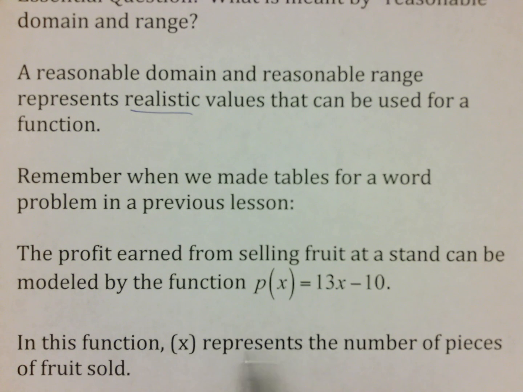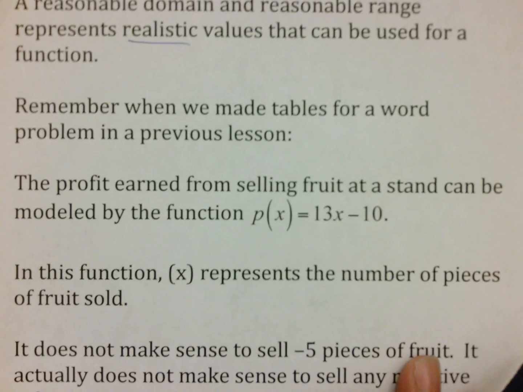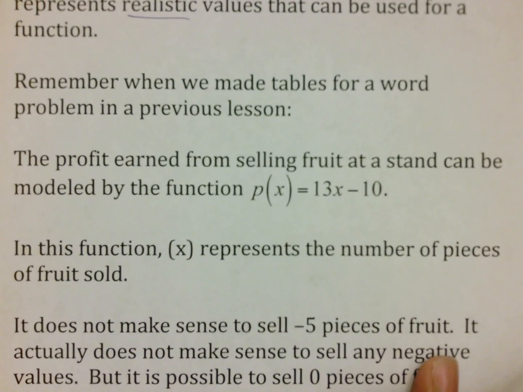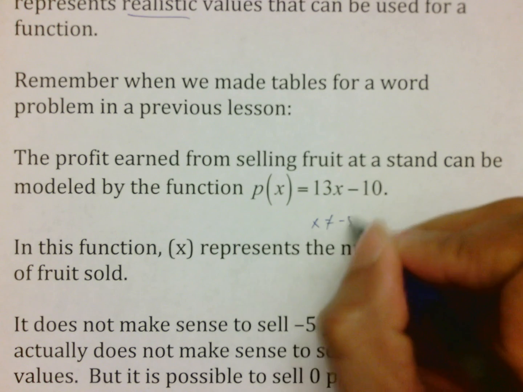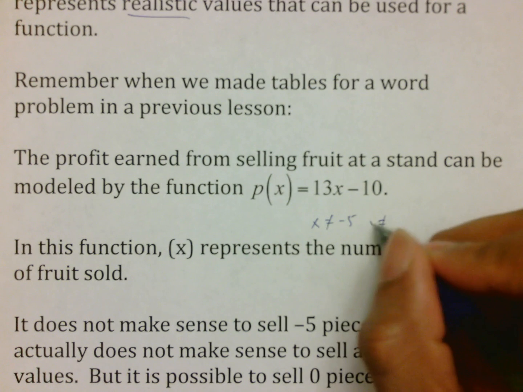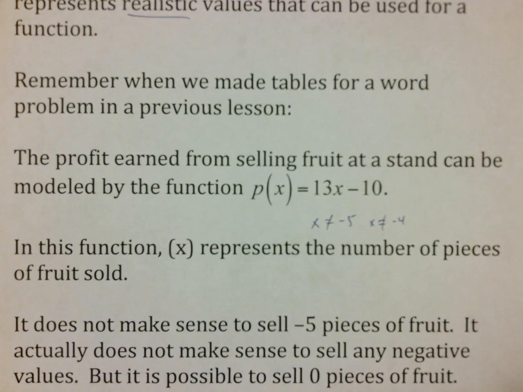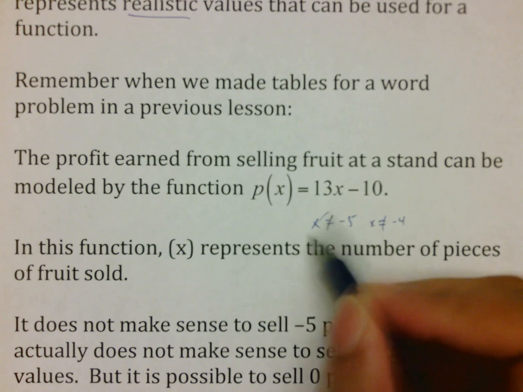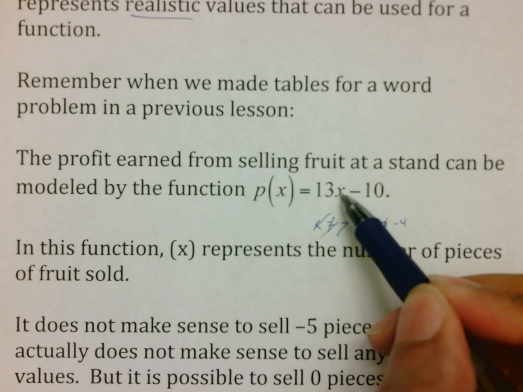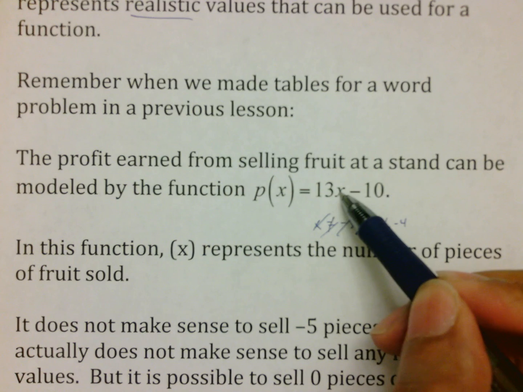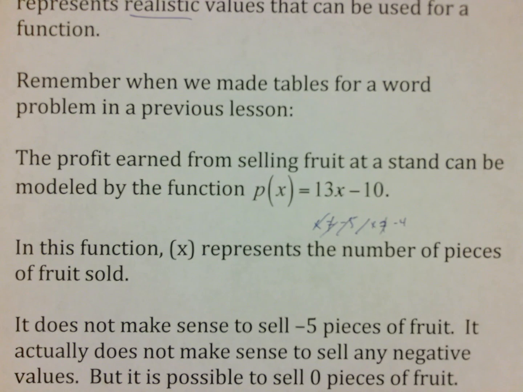Assuming that x represents the number of pieces of fruit sold, what I said back then was that it does not make sense to sell -5 pieces. So x should not equal -5. X should not equal -4 either, or anything negative at all. It should not be that I could sell -100, -200, -1, -2 pieces of fruit. And so that means those numbers don't make sense. Those are not reasonable numbers for my domain. Again, that's what I'm putting into the function, so this is my domain value here. That does not make sense, so that's not what I'm going to do.